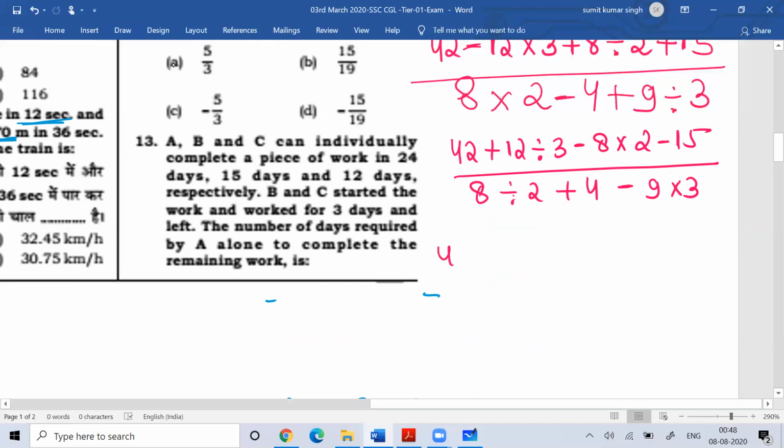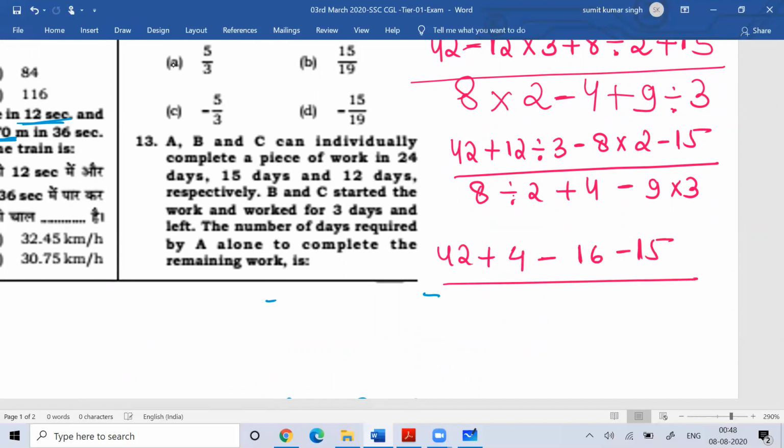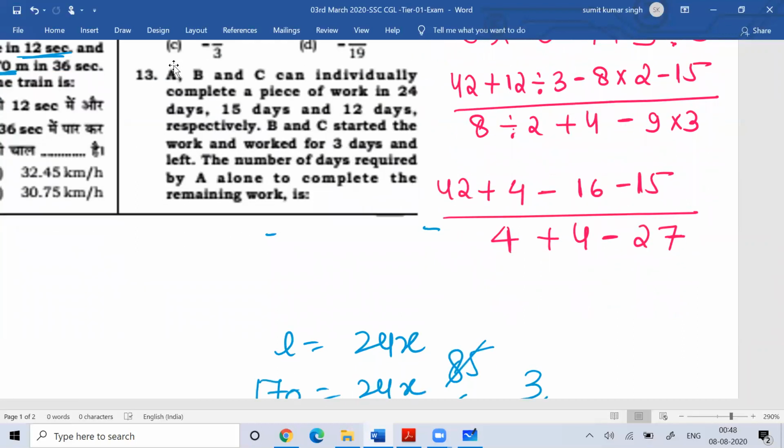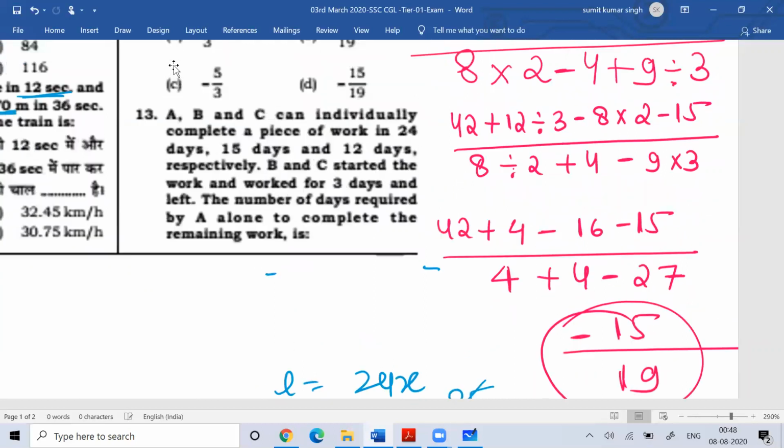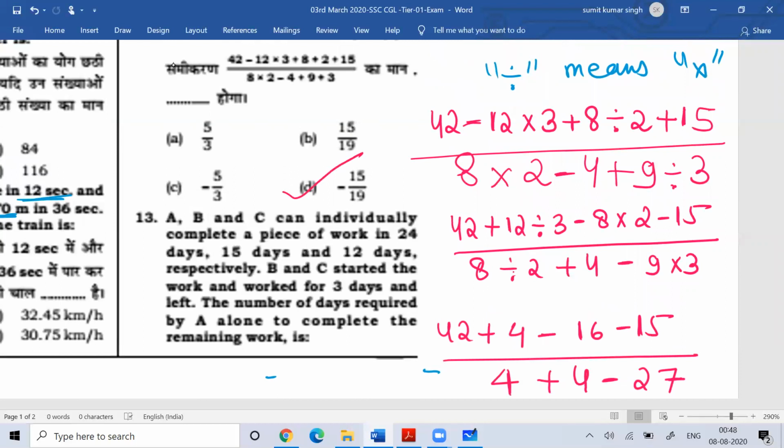Now this is 42 plus this is 4, minus this is 16, minus 15, then 8 divided by 2 is 4, 4 plus 4, minus 27, 9 threes are 27. So 42 plus 4 is 46, 46 minus 16 is 30, 30 minus 15 is 15, divide by 4 plus 4 is 8, 27 minus 8 is 19. The answer is minus 15 by 19. The answer is option D.